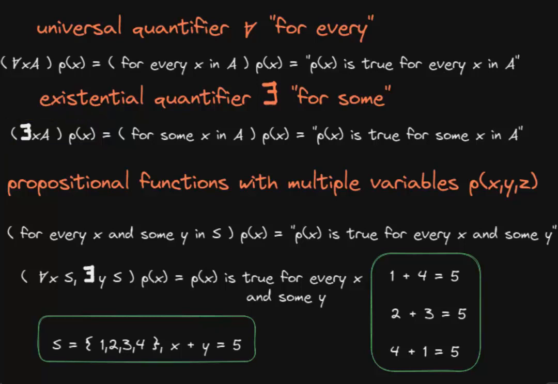Also, we have propositional functions involving multiple variables. In this example, writing every A set element in X and some A set elements in Y, we are sure that the output will always be 5, but not every combination of two A set elements is 5. 3 plus 3 is 6, and that is not in the truth set. Just take care about this, okay?